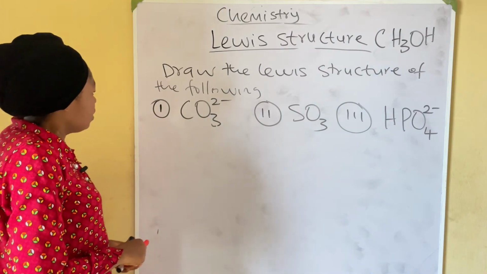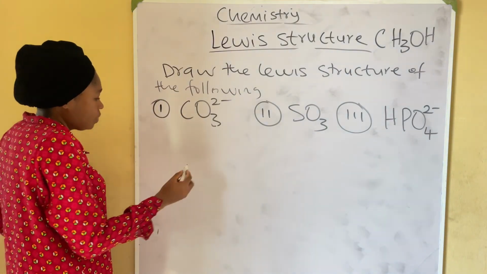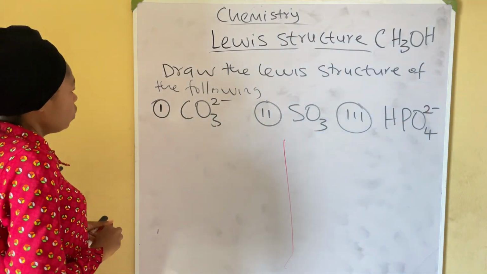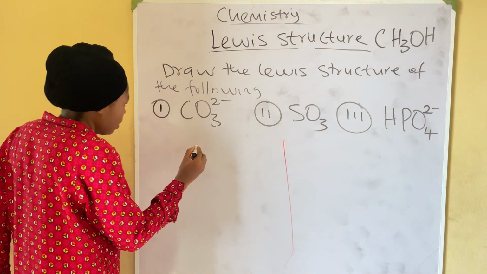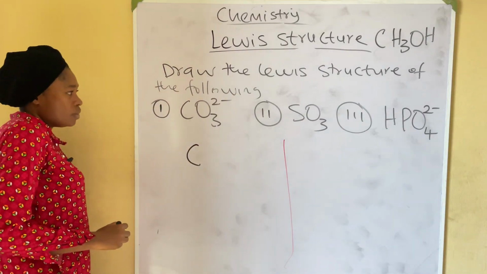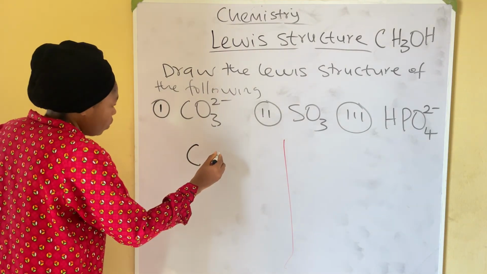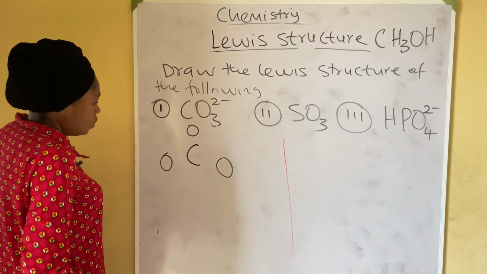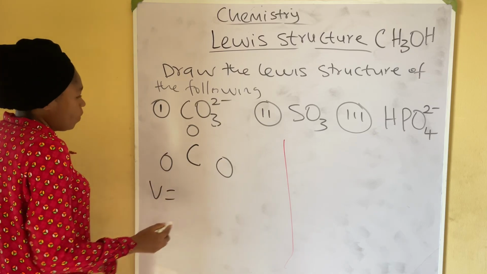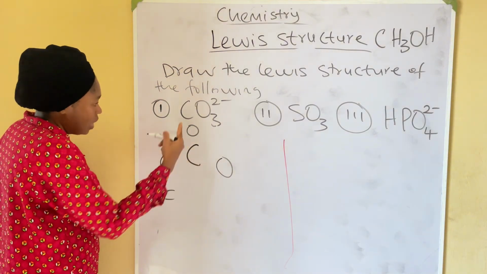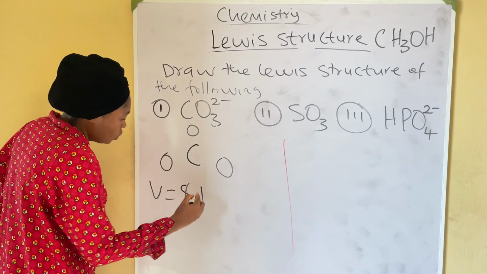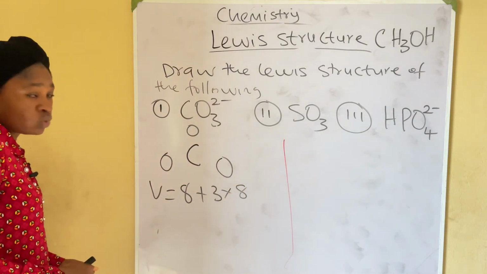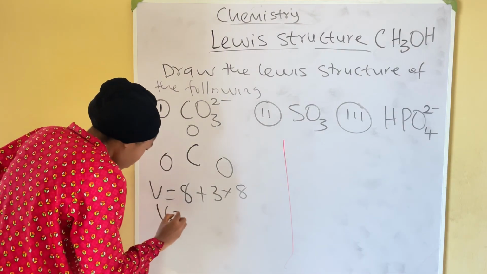Okay, let's look at number 1. What is our V? Let's make a skeleton. This carbon is less electronegative, and I have 3 oxygen atoms. So what is our V? Let me start with carbon. V is 8 plus 3 times 8. So 8 plus 24 gives us what? 32 electrons. So V is 32 electrons.